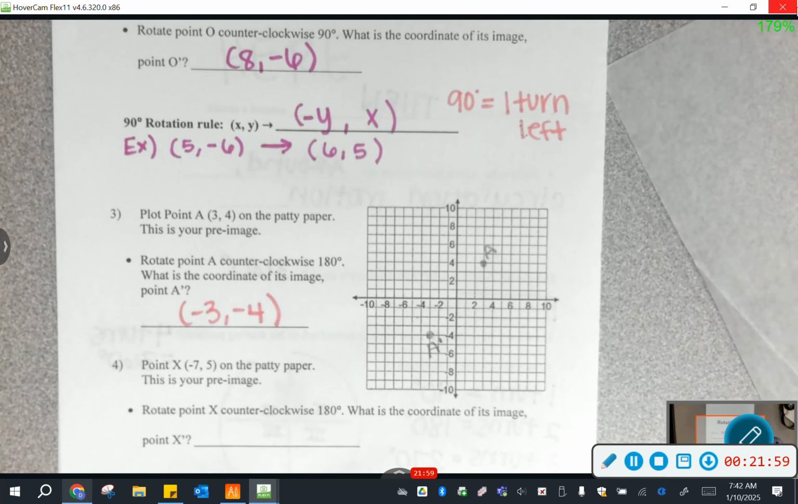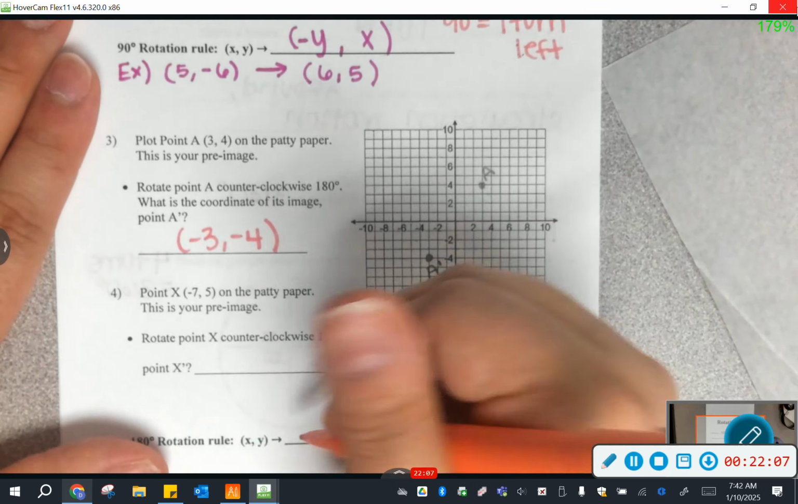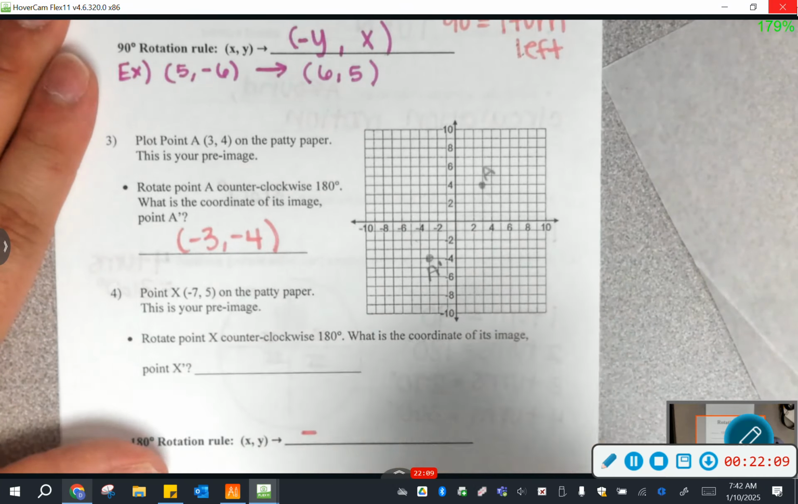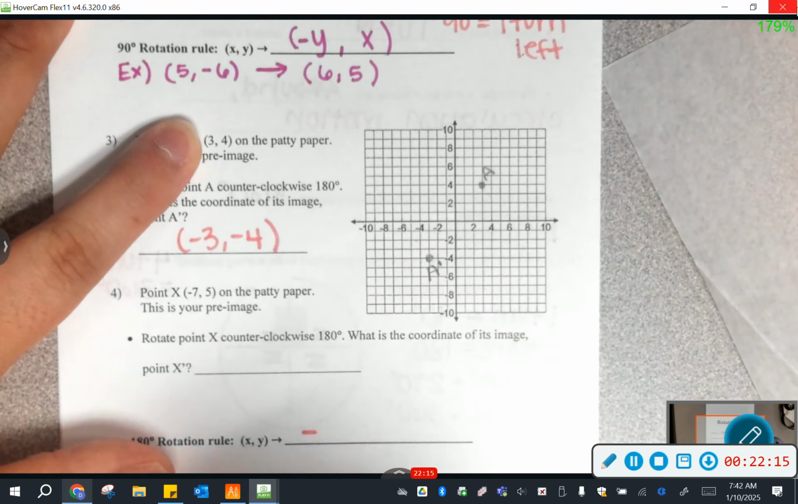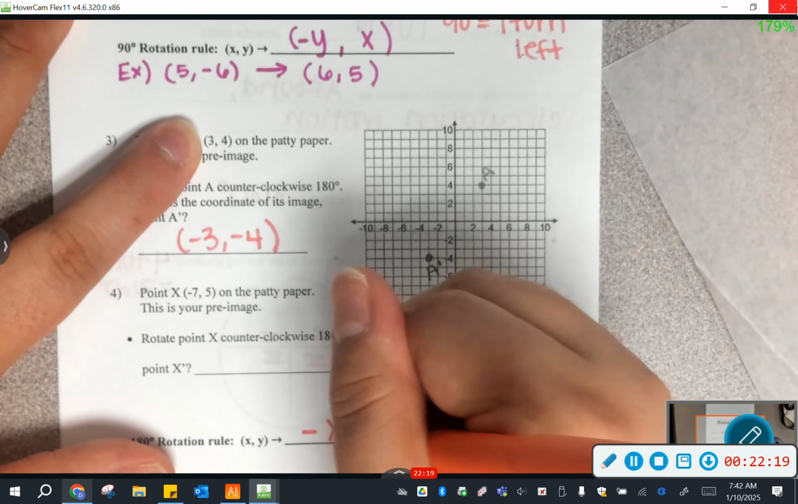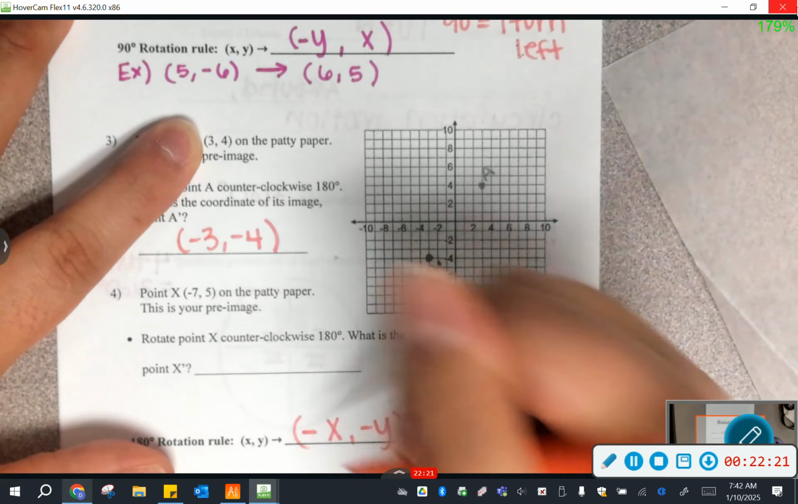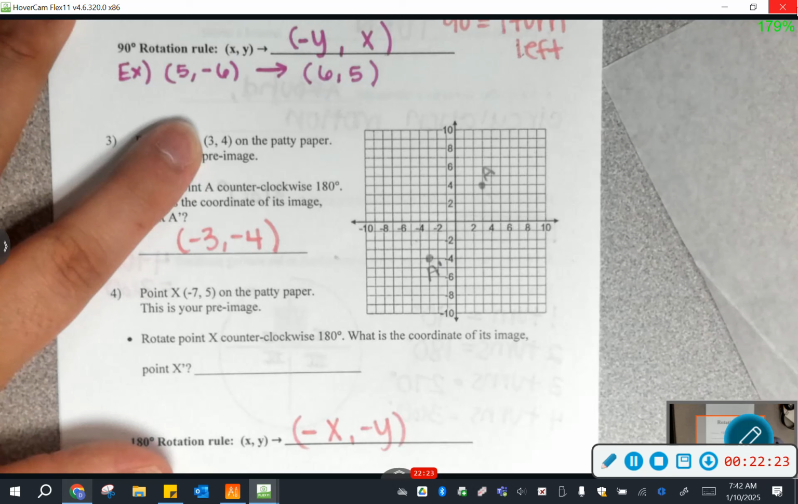Y'all think you already know the rule? What's the rule going to be for flipping 180? Look at them. 3, 4 turned into negative 3, negative 4. So it would be negative x, negative y. You just change the signs for both of them.